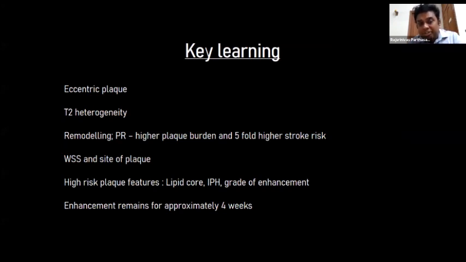Look at T2 heterogeneity, look at juxtaluminal hyperintensity, and T1 hyperintensity, pre-contrast means plaque hemorrhage, and post-contrast, you can see a typical pattern or a lumpy enhancement, which is eccentric. And one of the other important points is the enhancement remains up to approximately 4 weeks. Beyond that, the enhancement goes away.